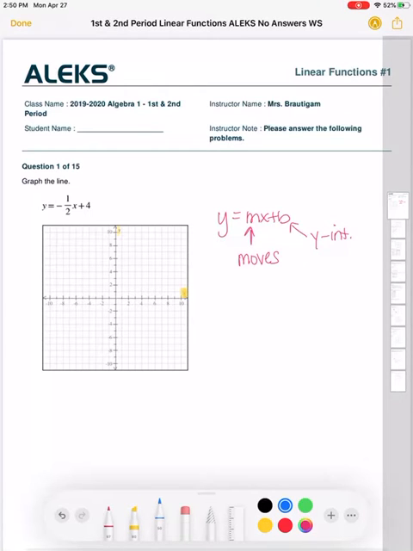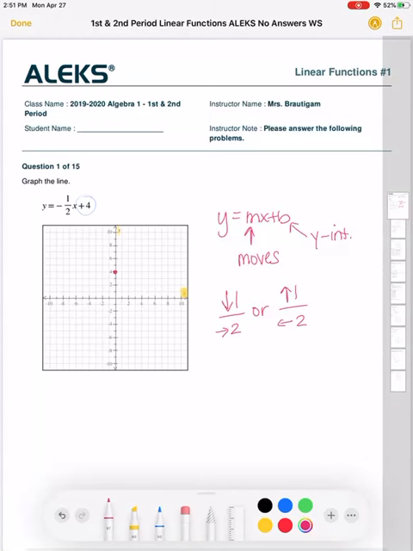So if you look here, where do we start? We start on the y-intercept, or the y-axis, excuse me, at 4. So we're going to start at 4 and put a dot right there. Then my slope is negative. Remember, that means one of two things. It either means you move down 1 and right 2, or it means you move up 1 and back 2. Either way, you're going to move from that 4.